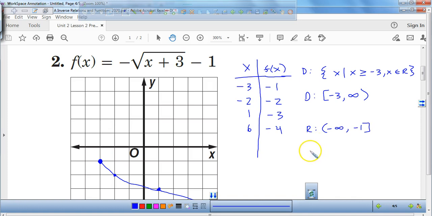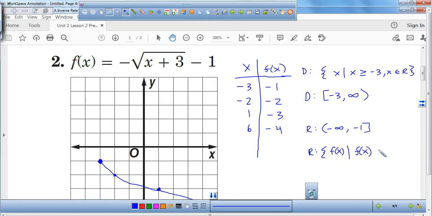In set builder notation, we would say the range is the set of all y values, but we're not going to use the letter y, we're going to use f of x for y. So the set of all y values such that all of my y values are going to be less than or equal to -1.